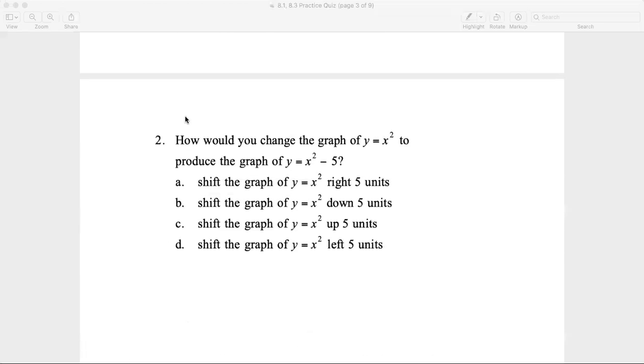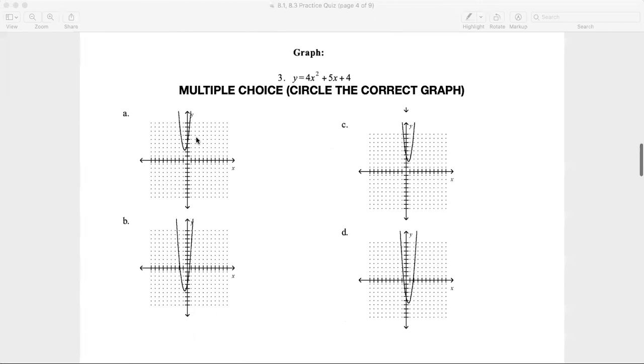Sorry, I'm just checking back up. Okay, so it will be, your line of symmetry formula is x equals negative b over 2a.